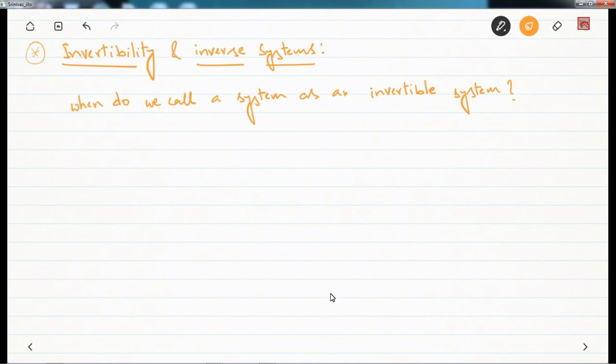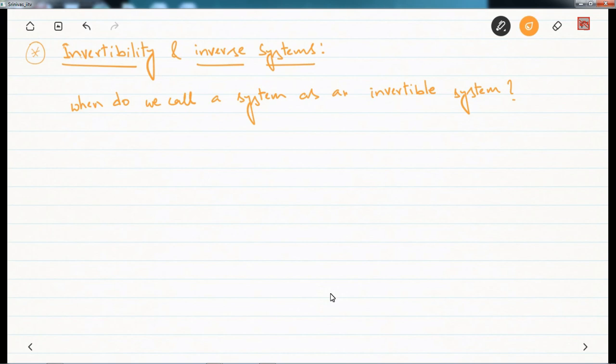For example, in communication, all communication systems are kind of invertible systems, because when we transmit some information at the transmitter, at the receiver you are trying to get back that original information transmitted, right? So if we can get back the input from the output of a system, then such a system is called an invertible system.